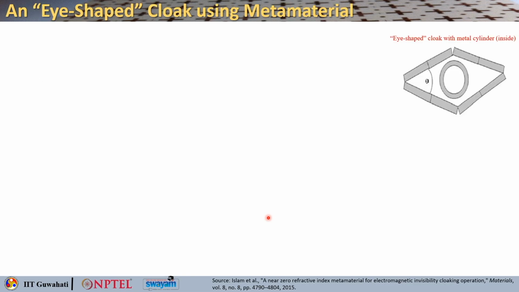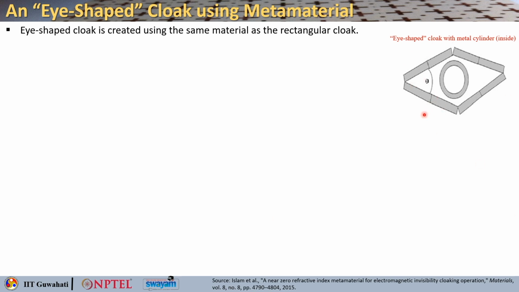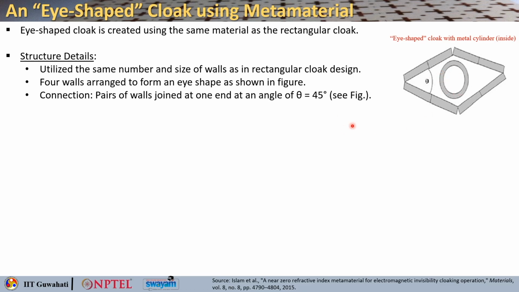Next we look into another type. So instead of having a rectangular cloak, you can also make an I-shaped cloak using the same material. Okay, so this is the schematic, or you can say the top view, of the I-shaped cloak with the metal cylinder in between.